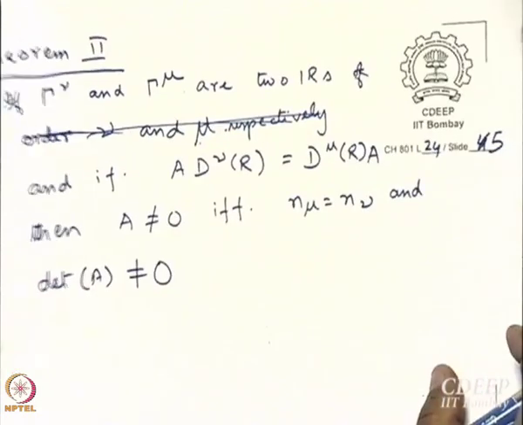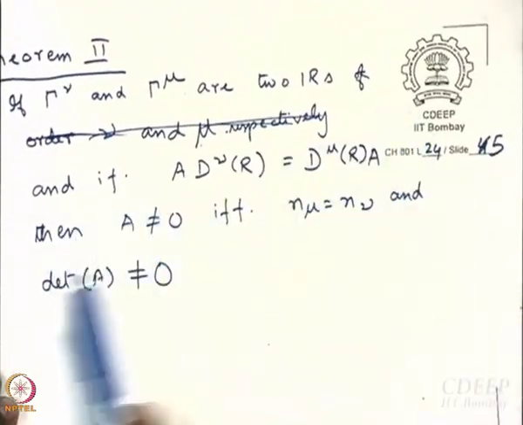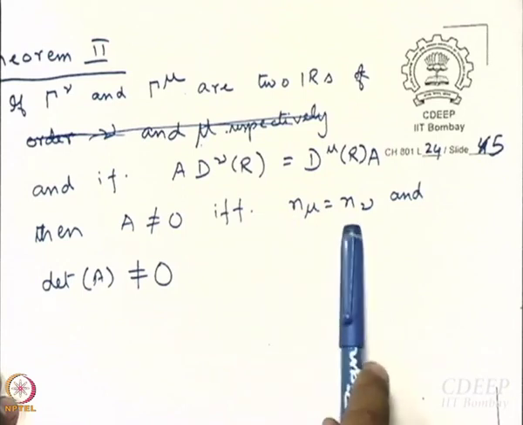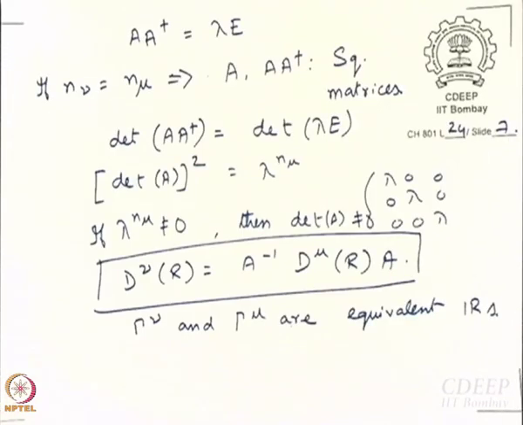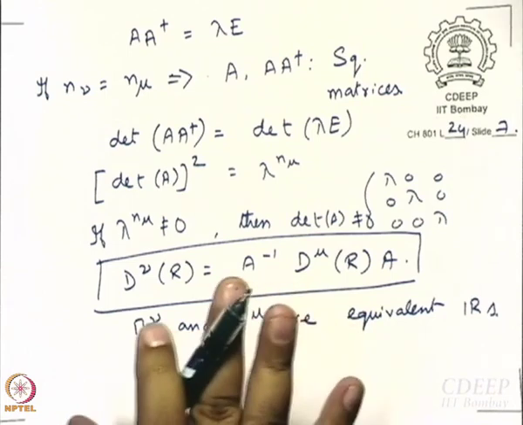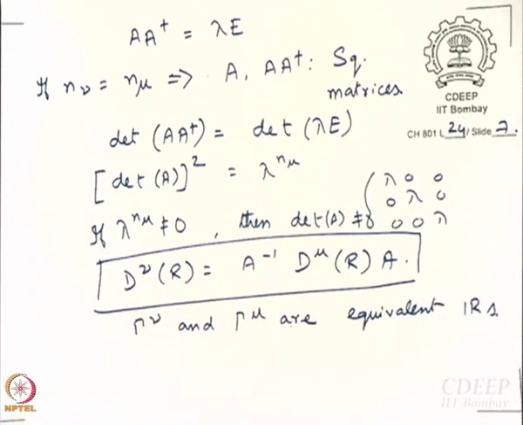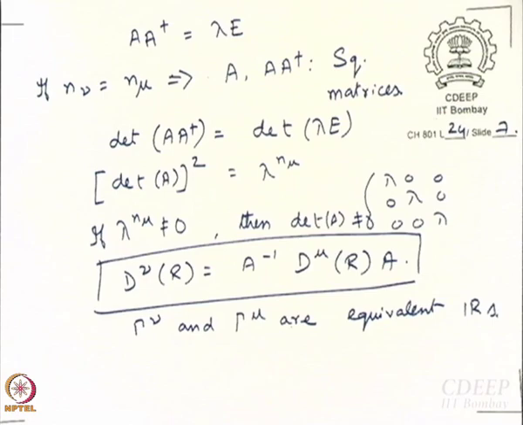What is it that we wanted to prove? Two IRs, and if this, then A is non-zero if and only if n mu equal to n nu and det A is non-zero. We have proved the if part. We have not proved the only if part. We said if and only if, isn't it? So if is proven. Only if, I leave it to yourself. It's not all that difficult. It's worked out here. It's the appendix of chapter 7. Look it up, you can do it yourself. At least we have proved the if part.